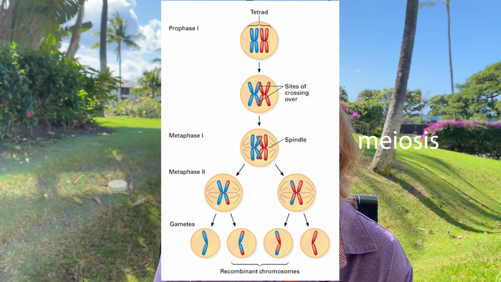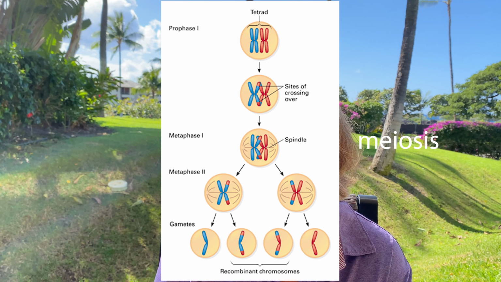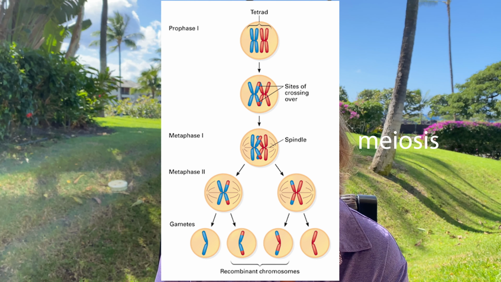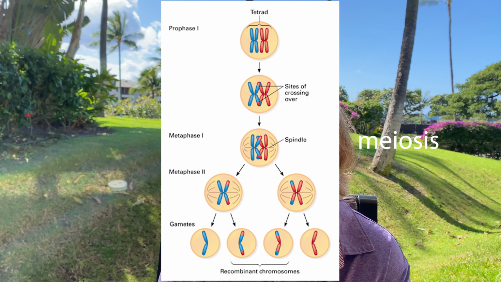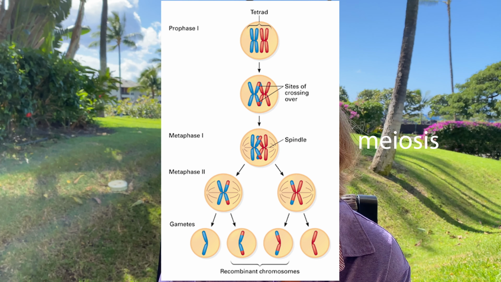Meiosis is similar, if you look at it, but very different from mitosis. The purpose of meiosis is sexual reproduction. Due to crossing over and two divisions, meiosis produces haploid gametes with unique combinations of maternally and paternally derived chromosomes.